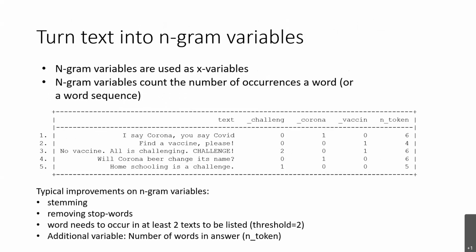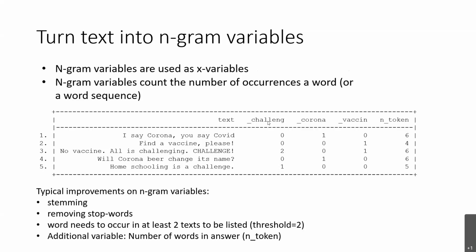So first, this little excursion into n-gram variables. When we have text, we cannot directly run a machine learning model on it, at least not usually. And so we're using the n-gram variables to turn text into data, into variables. So for example, "no vaccine, all is challenging, challenge." This has the word challenging twice. So we count the occurrence of words. Here we have a 2 there. Then corona doesn't appear. Vaccine shows up once here. And there's a total of 6 words in there: 1, 2, 3, 4, 5, 6.